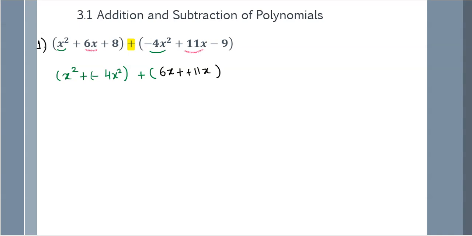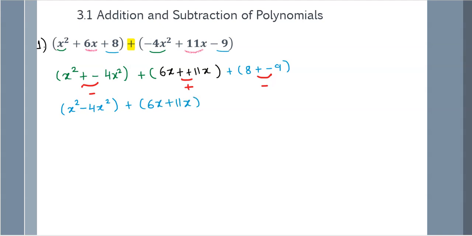Then the constant term. If you look at the constant terms, it is plus 8 minus 9. So we'll write 8 plus minus 9. We know that when we work with this, plus minus gives you minus. This will give you plus. This will give you minus. So simplifying this gives you x square minus 4x square plus 6x plus 11x and then plus 8 minus 9.